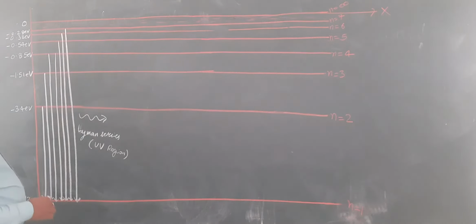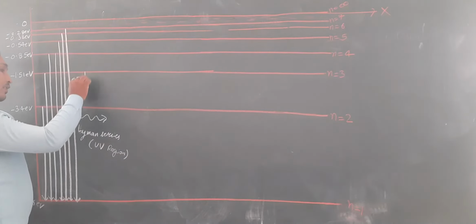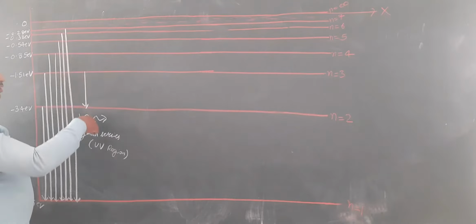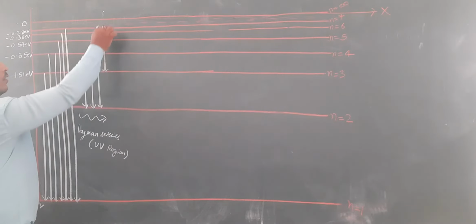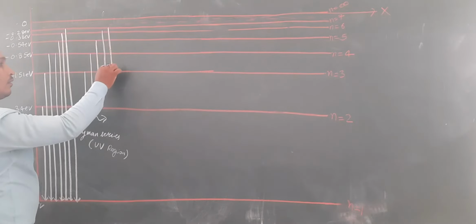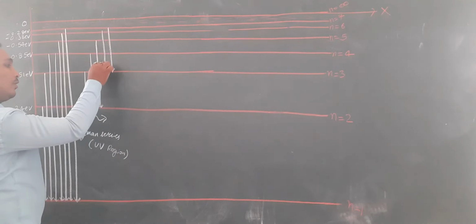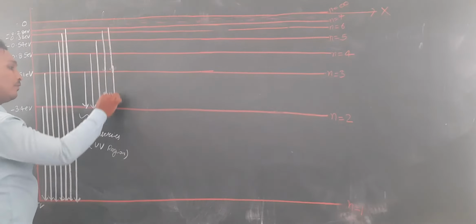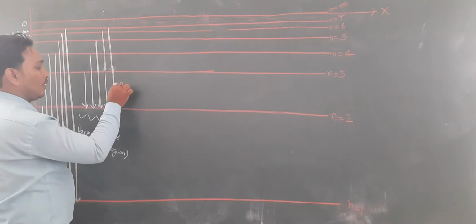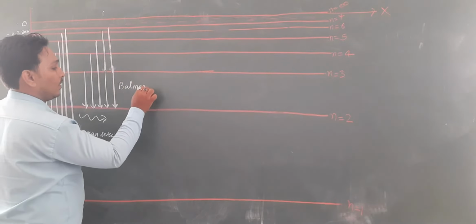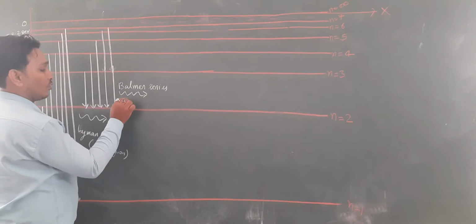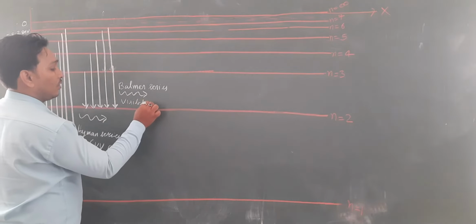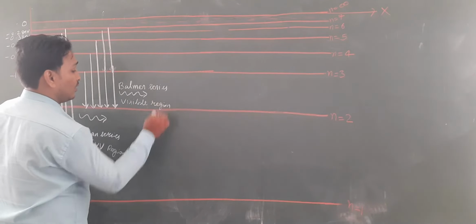The second series we have studied is the Balmer series. For the Balmer series, electrons are making transitions from higher energy states to n is equal to 2. So the transitions will be like this. Sorry, it should be here and it should be here. So this belongs to the Balmer spectral series, and the photons which are released from here belong to the visible region. Okay, these are visible.